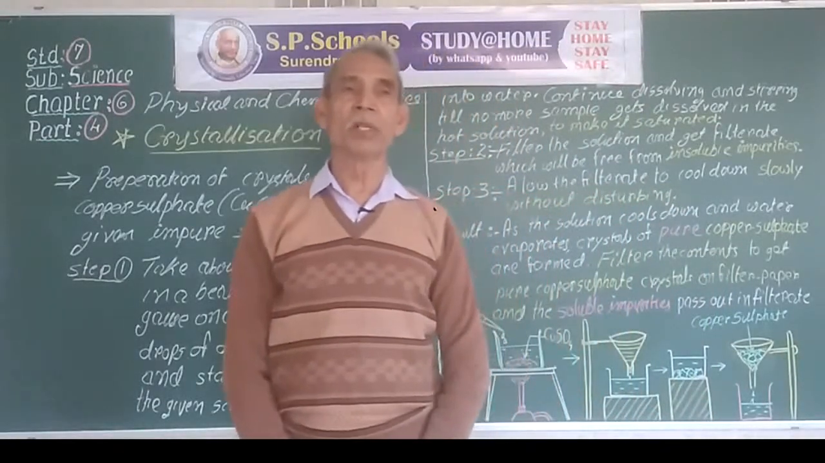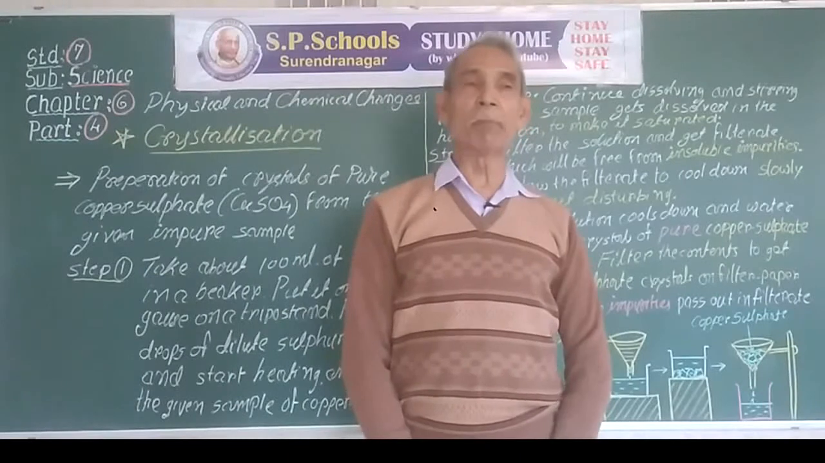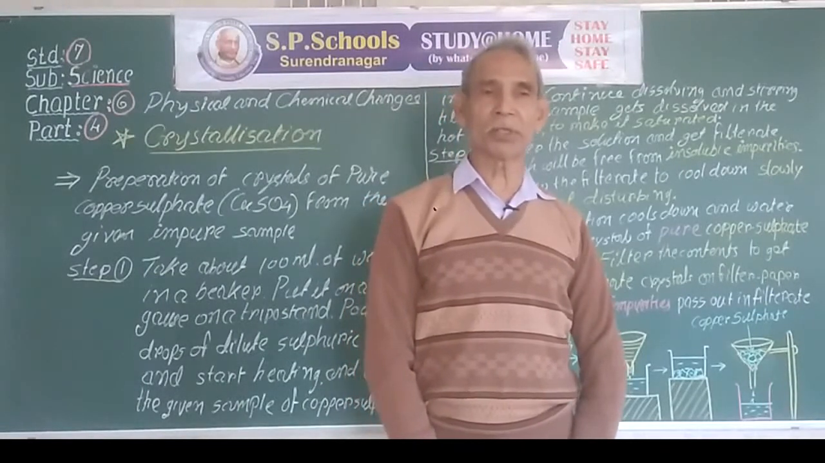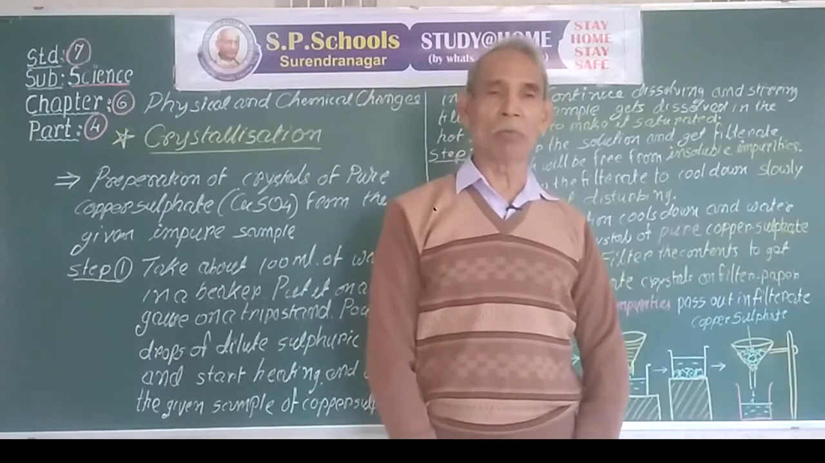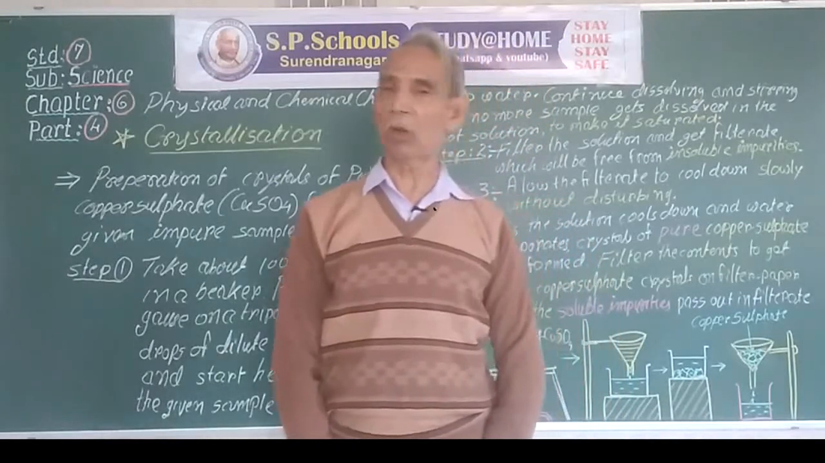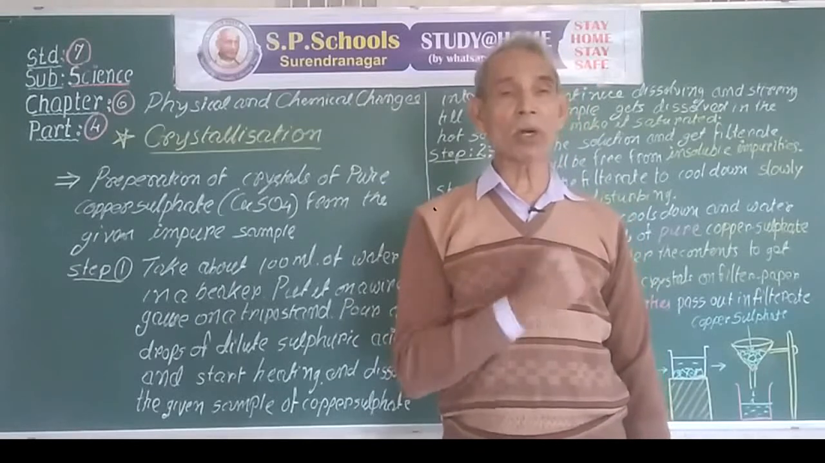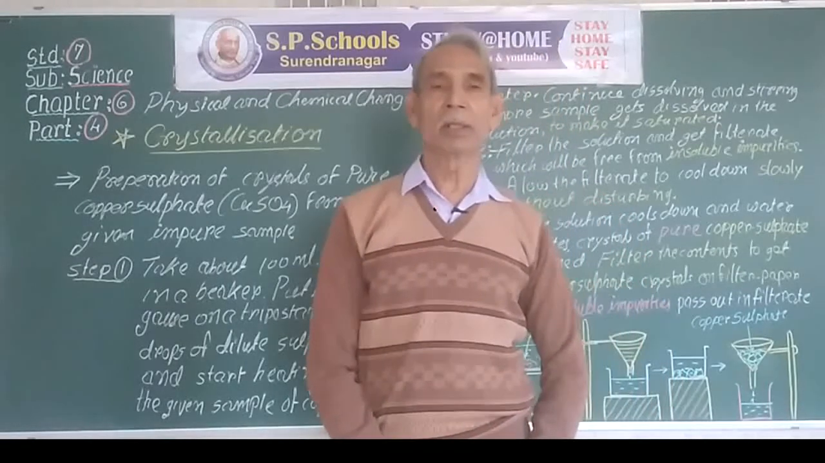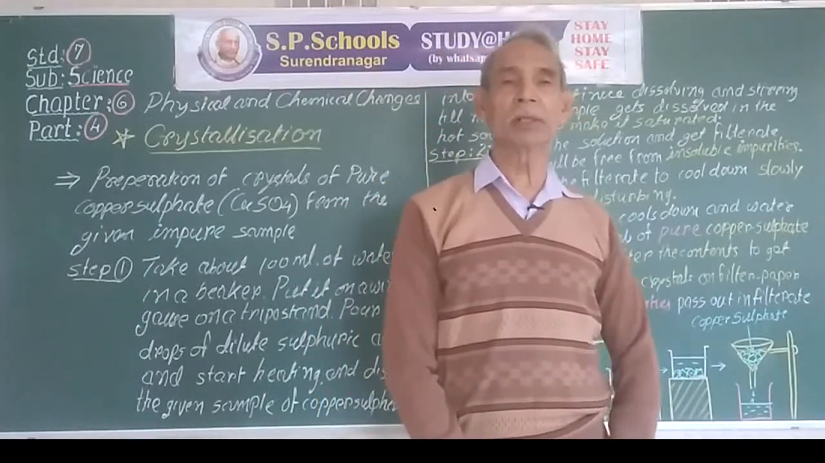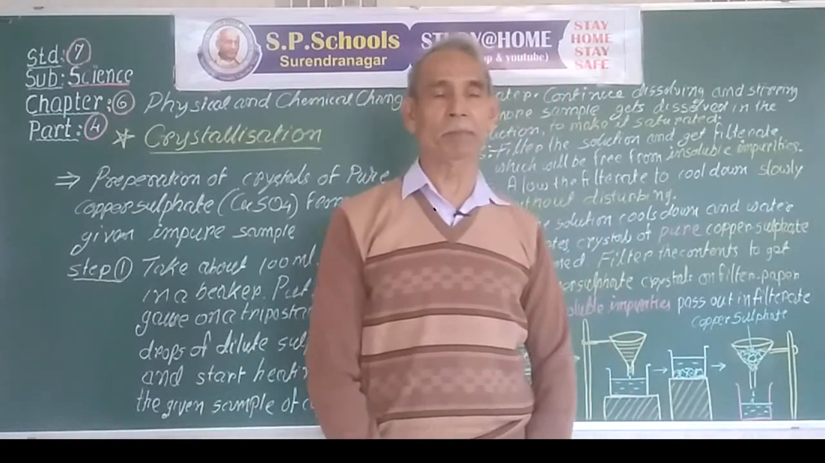So, suppose we have got a sample of a soluble substance of crystalline form like copper sulfate or common salt, and we want to get a very pure sample from that impure sample given.